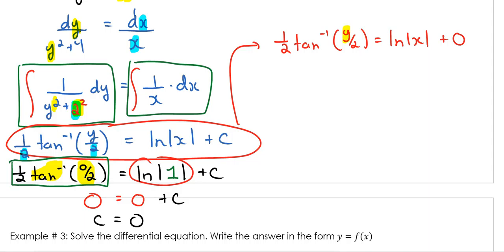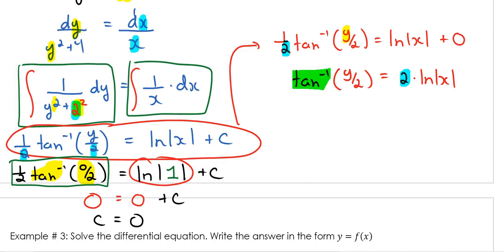So let's get rid of this 2 here. So this will be tan inverse of y over 2 equals 2 times ln x. And this blue is corresponding to that denominator 2. And one more thing is, how do I get rid of this inverse tan here?